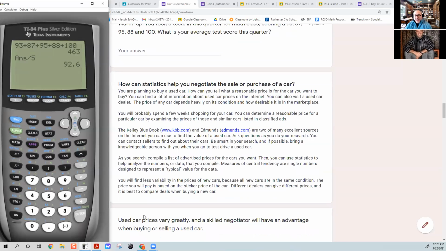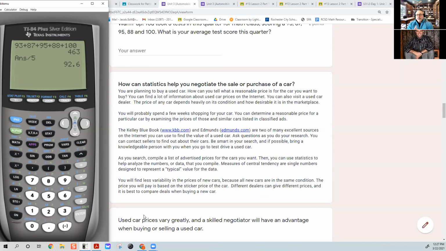All right. Well, how can statistics help you negotiate the sale or purchase of a car? Well, if you're planning to buy a used car, how will you even know what a reasonable price is for the car you want to buy? Right? You can find a lot of information about used cars on the internet, of course, and you can also visit a used car dealer. You'll probably spend a little bit more money at the used car dealer.